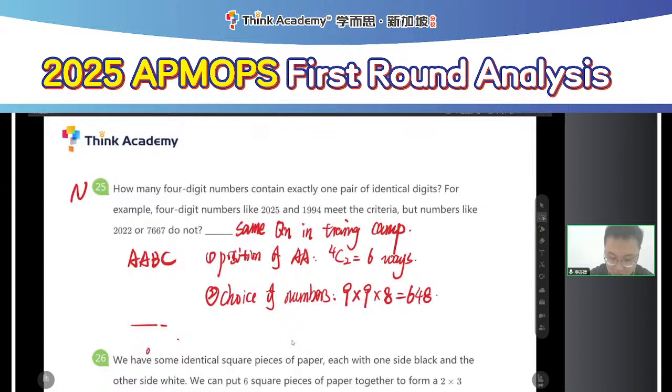So 81 times 8 is 648. And so for the total method, we determine the structure of this number, and then we multiply by the choice of the number. So it's 3888. This is the easiest way to reach the answer.